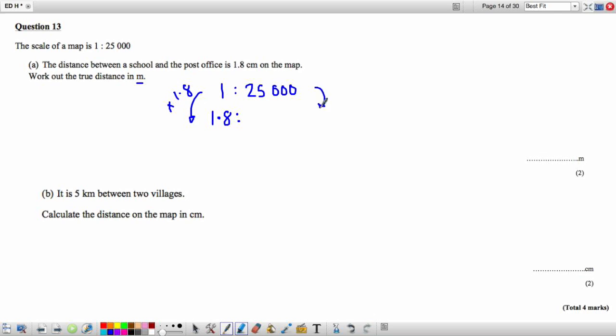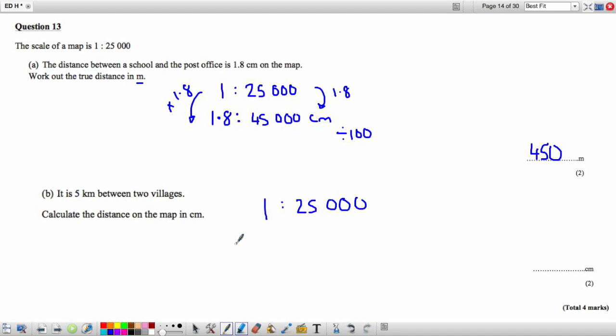Taking your calculator, you do the same to the right-hand side. That gives us 45,000 centimetres. To convert that to metres, we divide by 100. So therefore, the true distance is 450 metres. Still using the same ratio, 1 to 25,000. This time, we're given the real distance as 5 kilometres between the 2 villages.